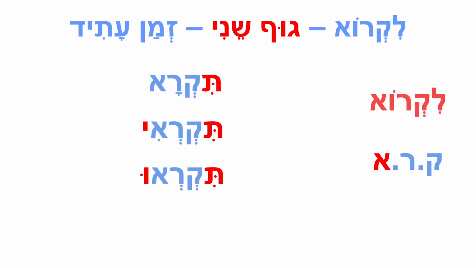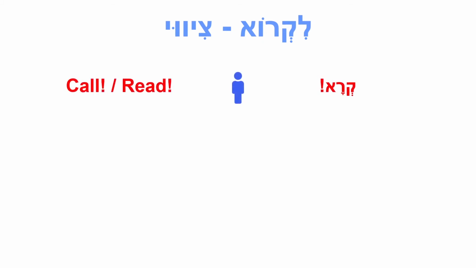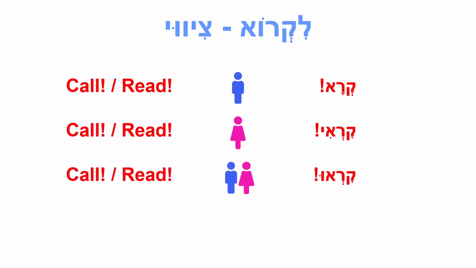Tikra, tikrei, tikreu. We also have a conjugation in imperative in tzivui, and it is kra to a man, kir'i to a woman, kir'u to a group of people. I can tell you that in conversational Hebrew, we will use in most cases the second person for that verb. The second person, tikra, tikrei, tikreu, is the more dominant one. Kra, kir'i, kir'u, we will use in more formal situations. Most likely it will appear somewhere on a billboard or a particular message or letter.